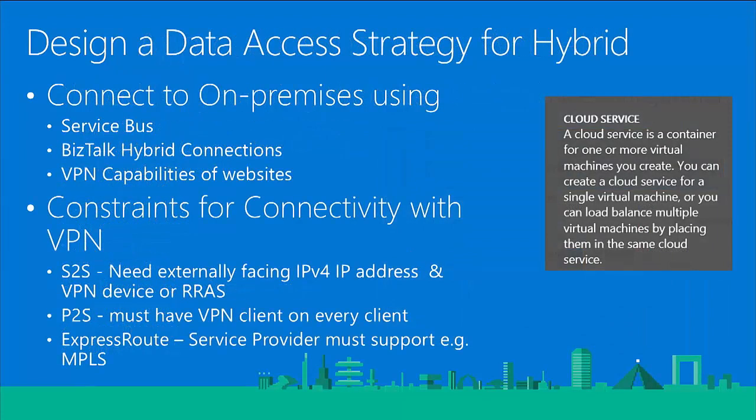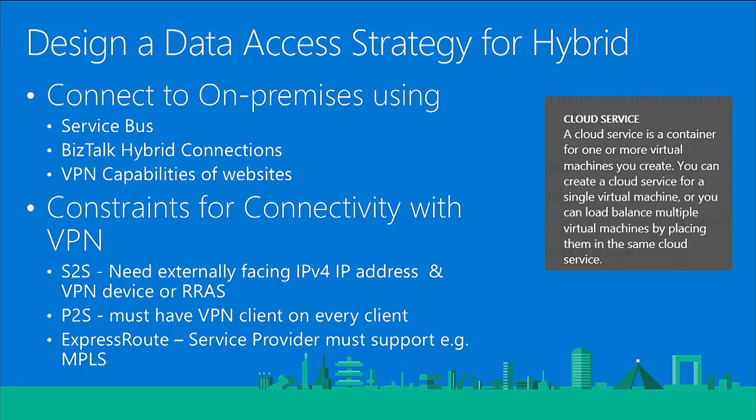So we talked about the data access strategy, whereas designing web APIs, using notification hubs, designing for web jobs. But what if we're in a hybrid scenario? We have on-premise resources, and we want to be able to access them by our compute instances in Azure. So we can connect to the on-premise resources. We can use VPN capabilities. We can use BizTalk hybrid connections.